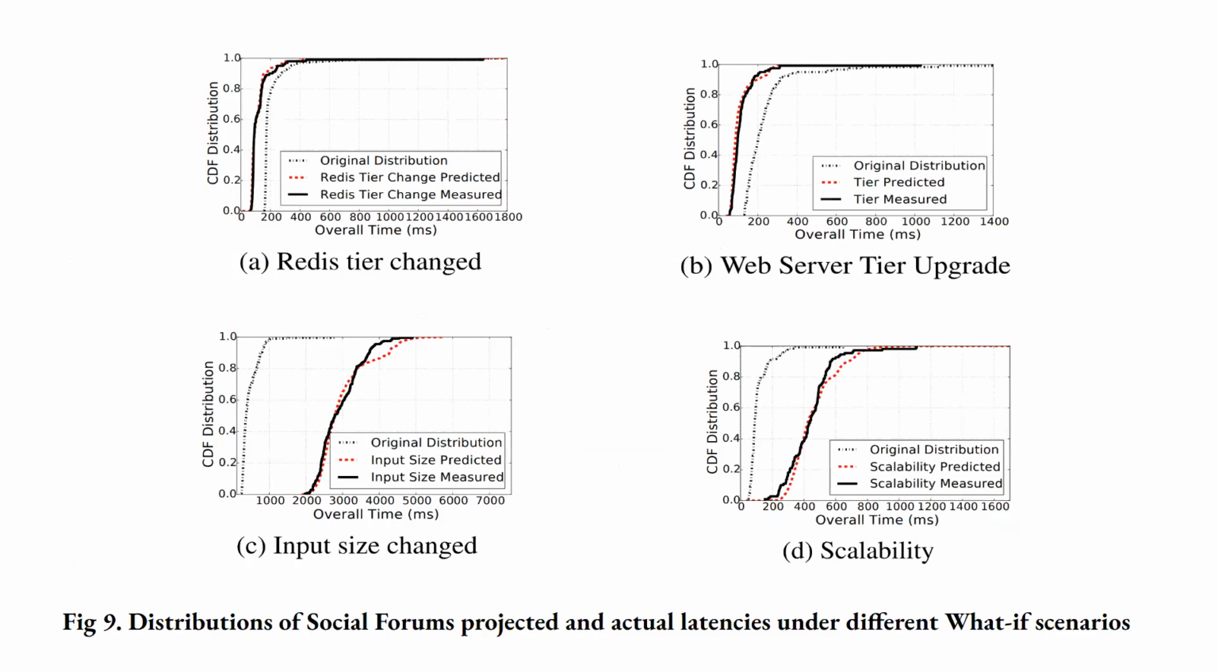Now we look at the graphs in the next slide. We have predicted latency and ground truth latency. A predicted latency here refers to the estimate of the amount of time it will take for a request to be processed. Ground truth is the actual amount of time it takes for the response to be received. And here the what-if scenarios refer to different hypothetical situations that could affect the latency of the social forum.